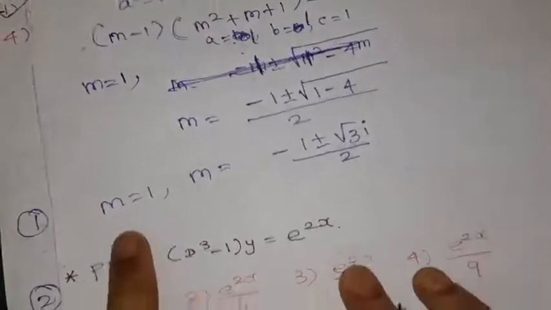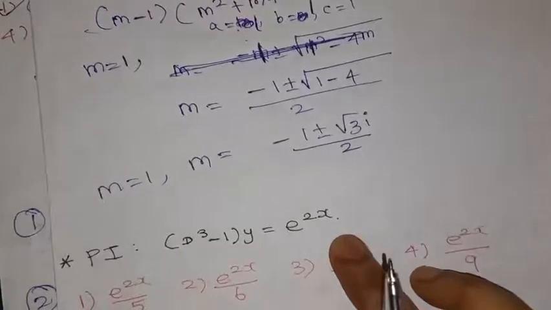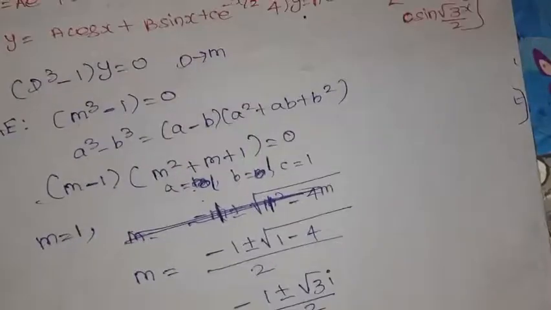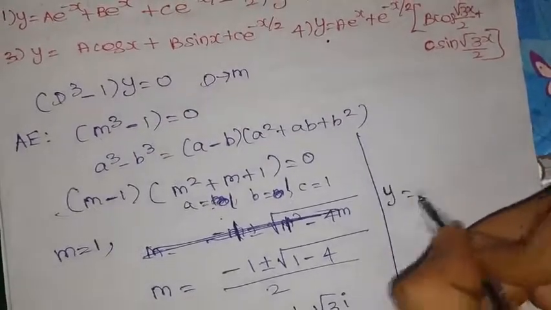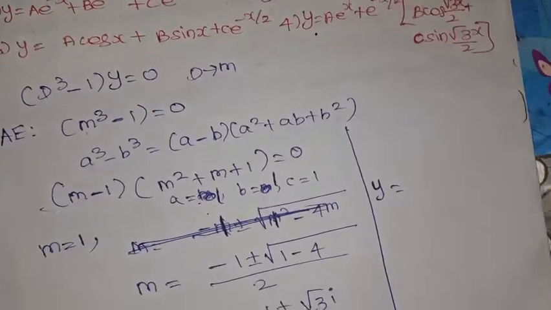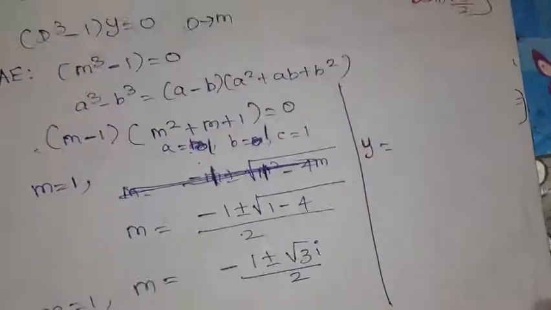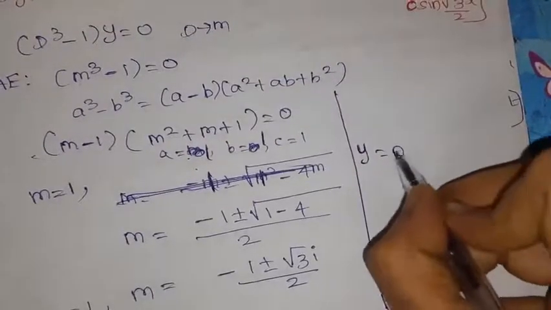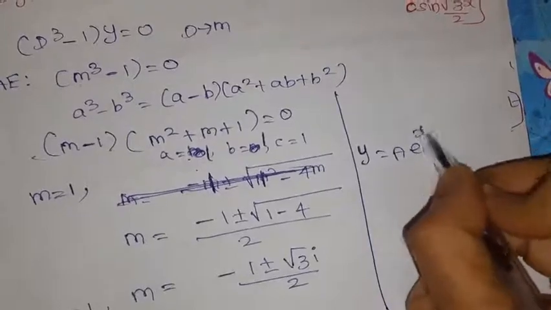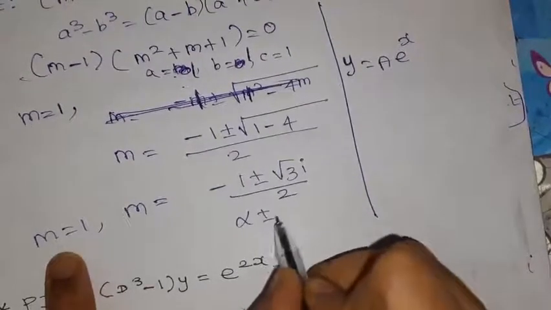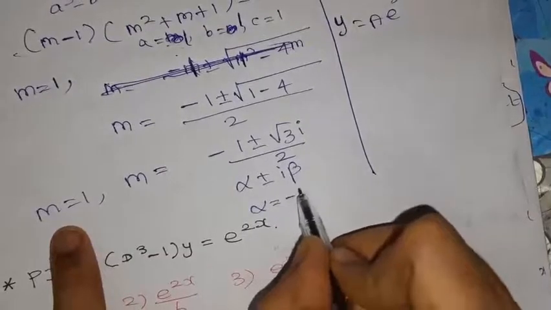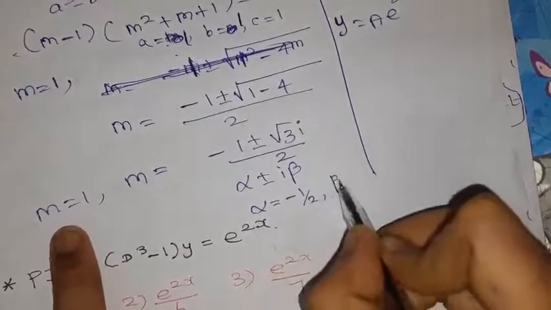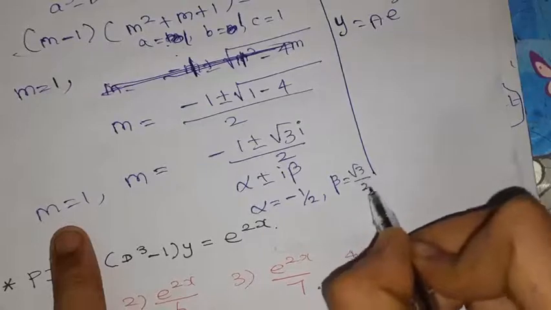3 roots, m1, m2, m3. M1 is real root 1, then 2 complex conjugate roots. Just substitute here. So y equal to, whenever these roots come, what we will get? A e power x. Then this is like alpha plus or minus i beta. What is alpha? Alpha equal to minus 1 by 2 and beta equal to root 3 by 2.